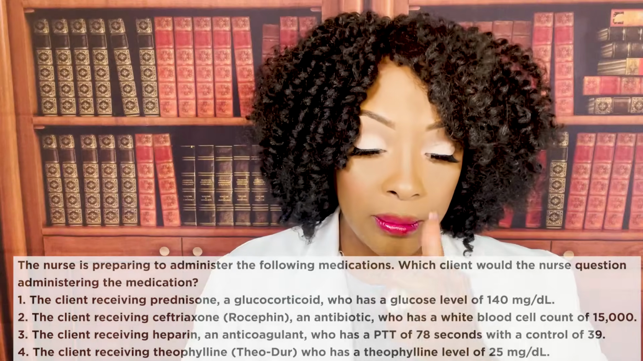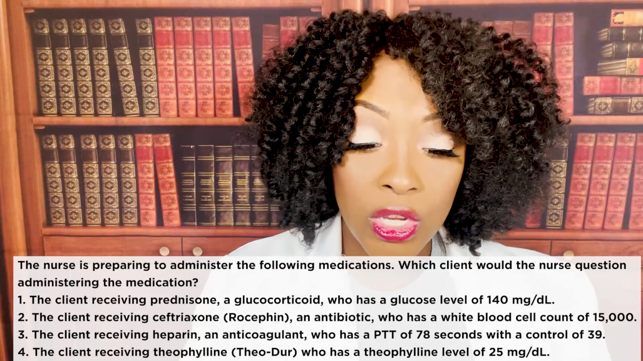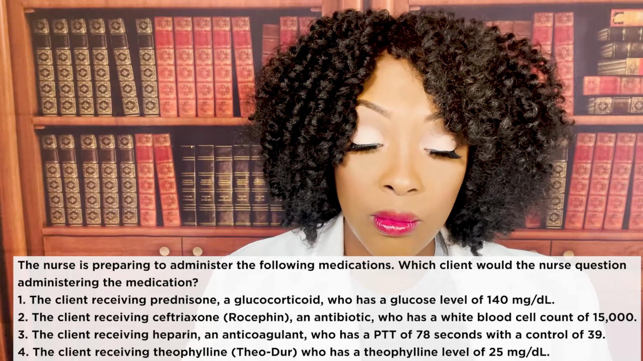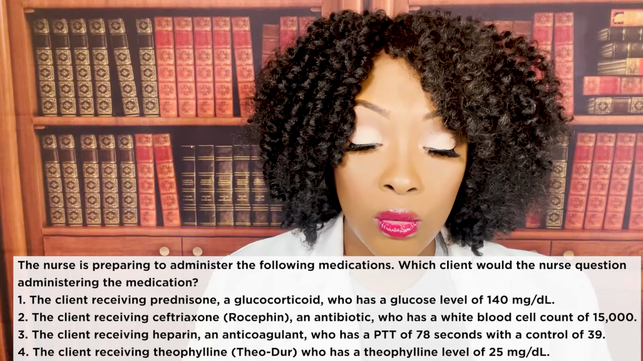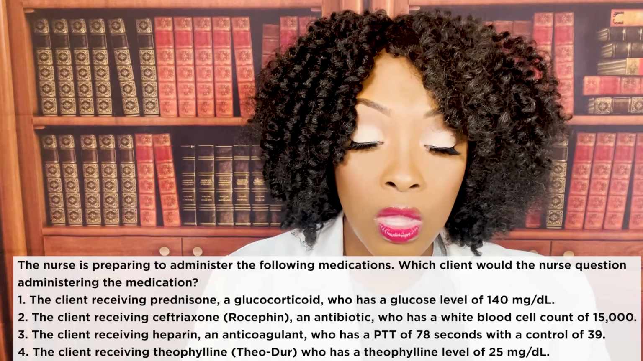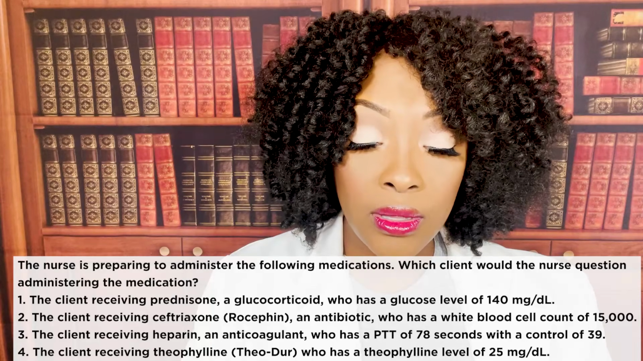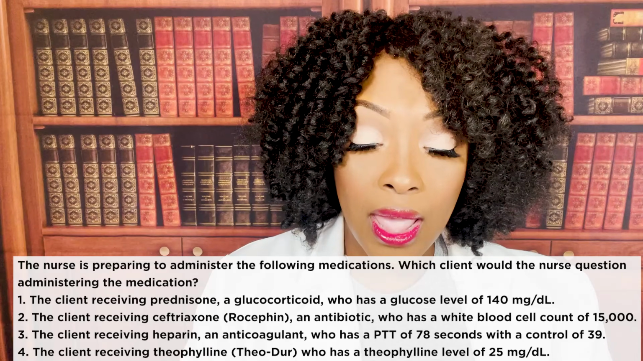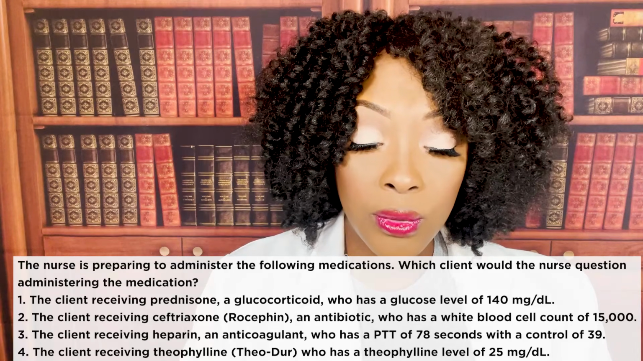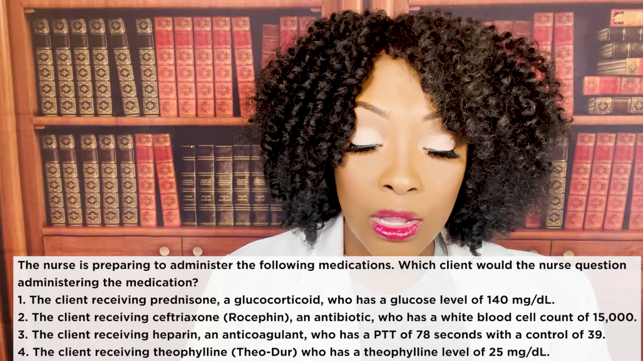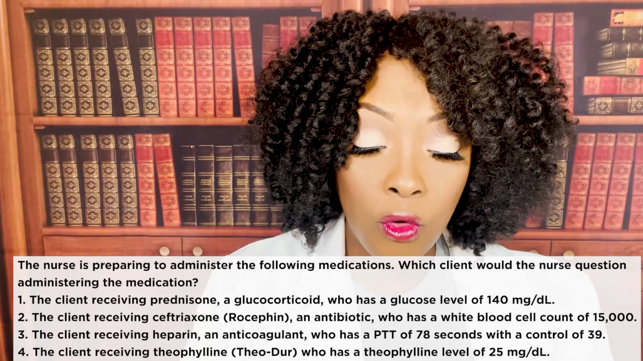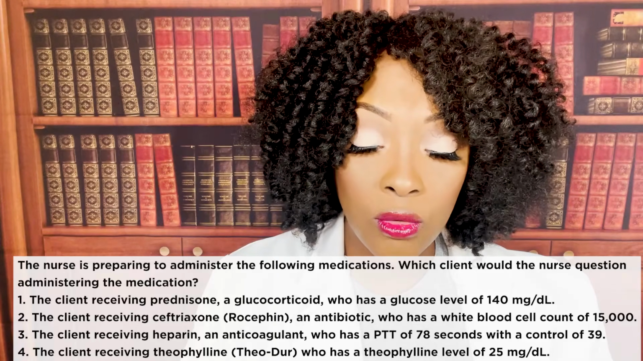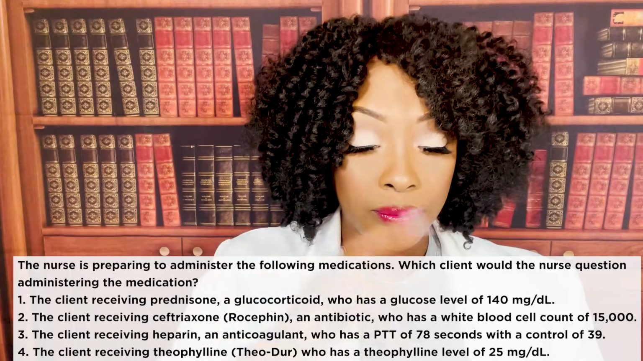The nurse is preparing to administer the following medications. Which client would the nurse question administering the medication? 1, client receiving prednisone, a glucocorticoid, who has a glucose level of 140. 2, client receiving Rifampin, an antibiotic, who has a white blood cell count of 57. 3, client receiving heparin, an anticoagulant, who has a PTT of 78 seconds with a control of 39. 4, client receiving Theophylline who has a Theophylline level of 25.